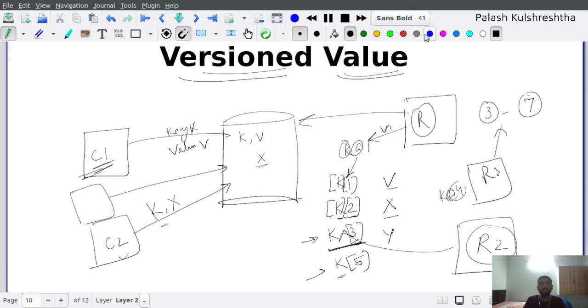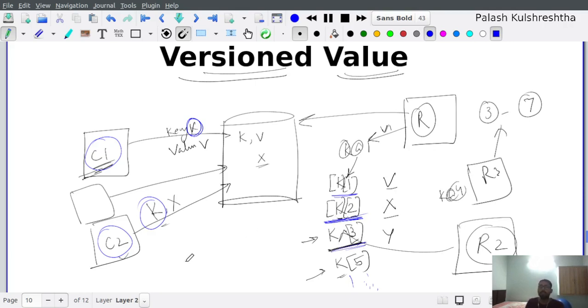One thing to keep in mind is, since our clients initially were writing with only key K, the system was appending versions, creating new and new versions for every insertion or every update that was happening. For example, K was updated to V, then version 1 was created. When K was updated with value X, version 2 was created. K was updated with Y, version 3 was created.